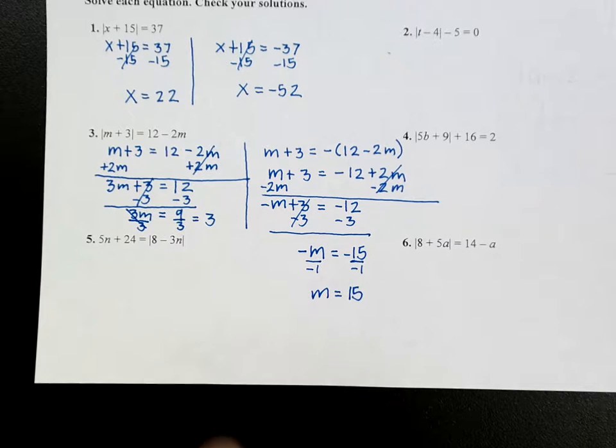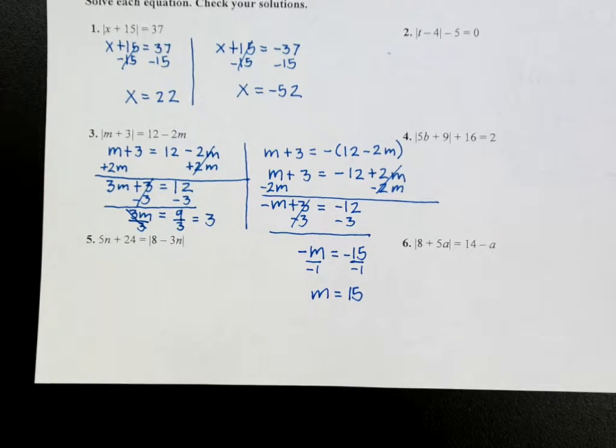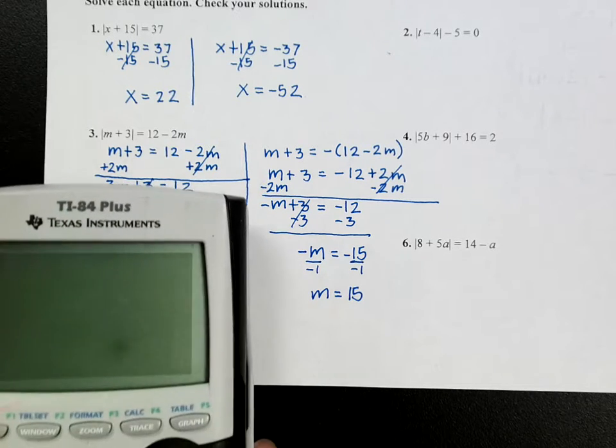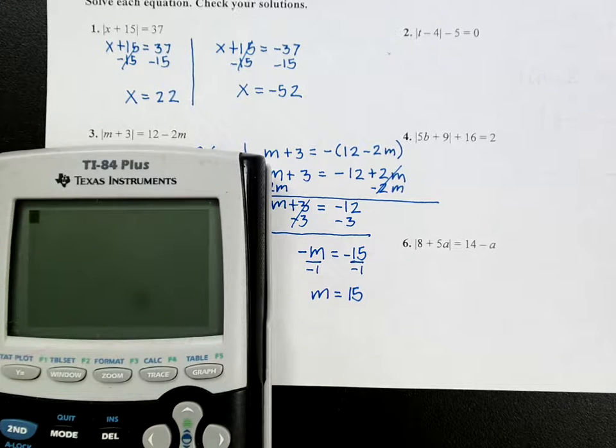Now here's the idea though, right? And I'm not going to do this necessarily because I don't want to waste a whole lot of time. But if you check 3, that's going to work out. So 3 is going to work. But if I check 15, it's not going to work. And I'm going to show you.